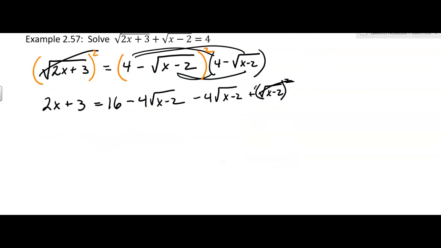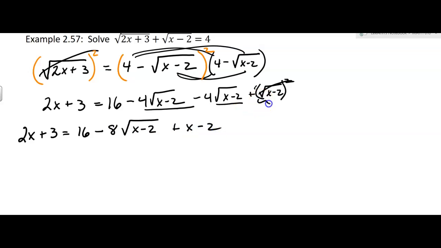Okay, let's see what we have now. 2x plus 3 equals 16. Now, those are the same radical, so I can combine them. Minus 8 square root x minus 2. And then it's going to be plus x minus 2 because of this part right here. Okay? So when I had the square root of x minus 2 squared, then I just was going to get the x minus 2.